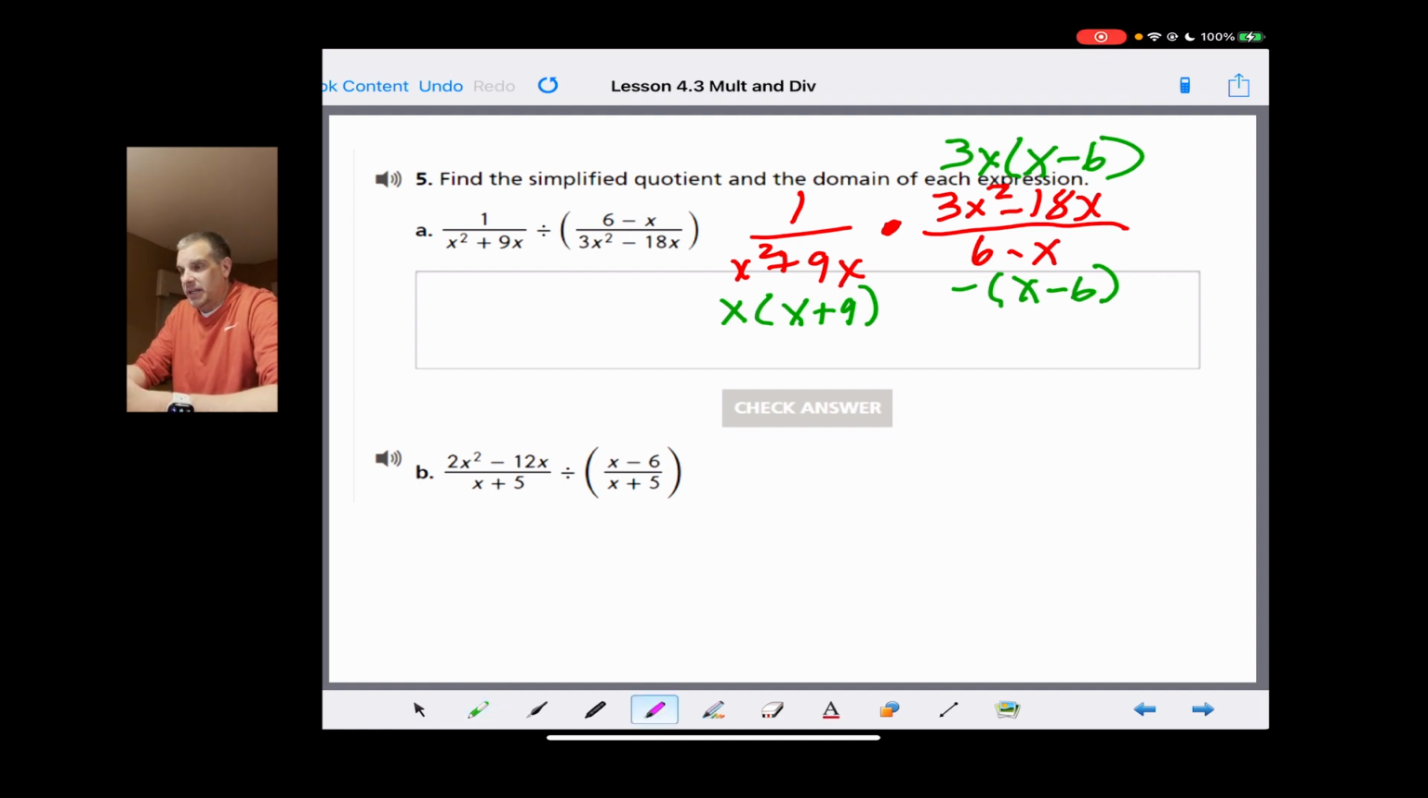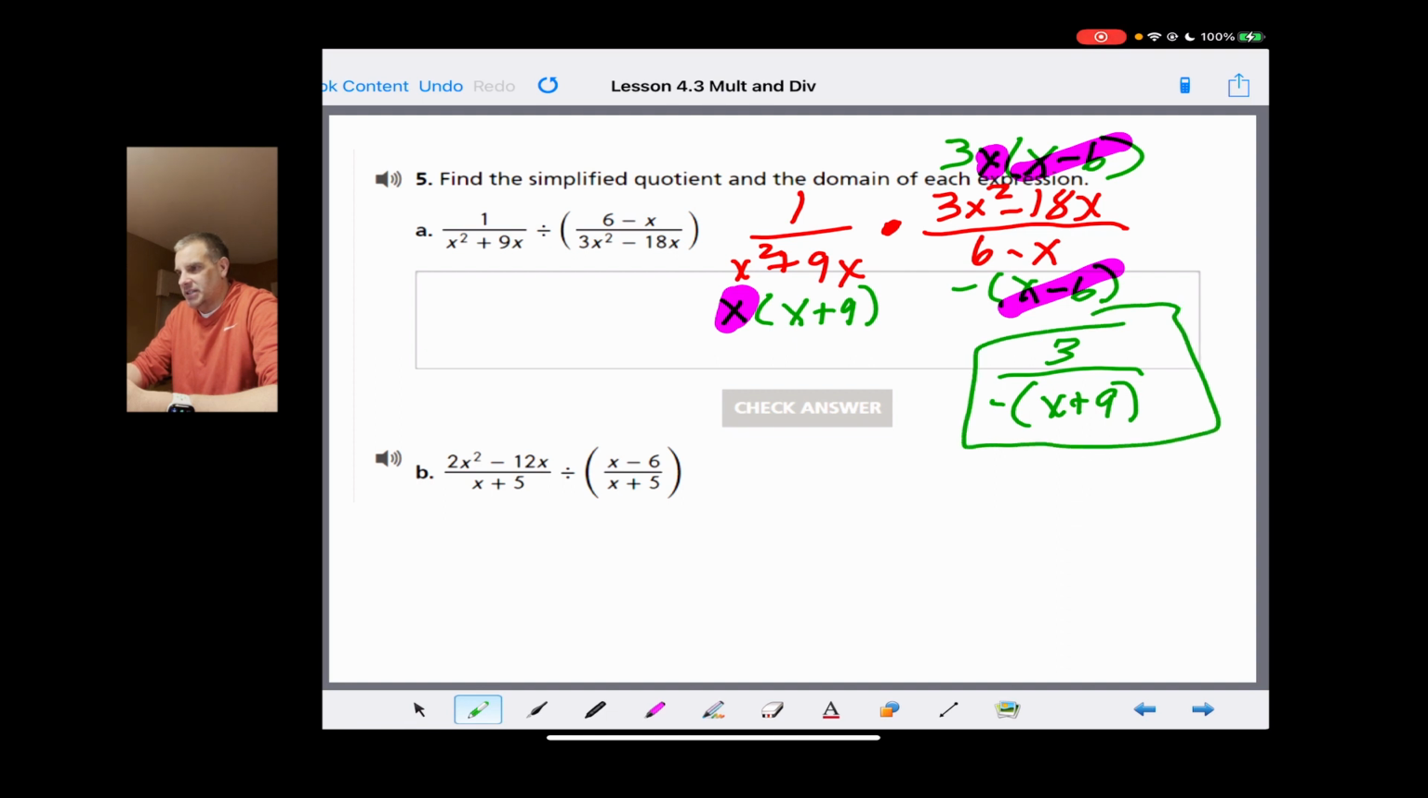Now I can go ahead and do my reducing. I've got x minus 6 there and x minus 6 there. I've got an x here and an x there. So on the top, I'm left with 3. And on the bottom, I'm left with negative x plus 9. That's the solution.